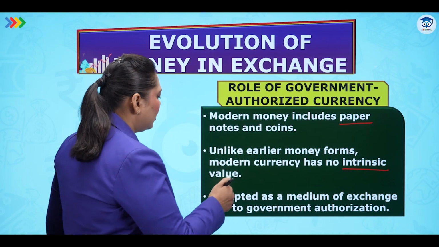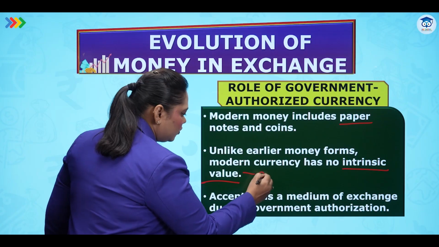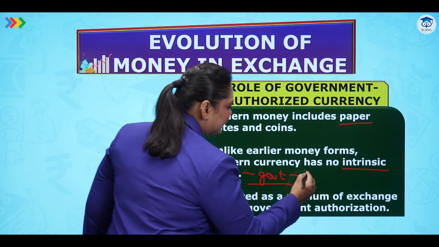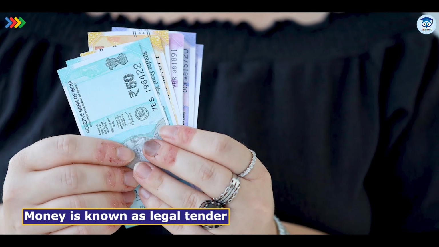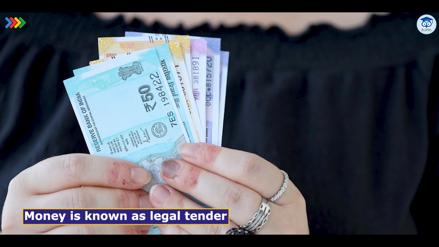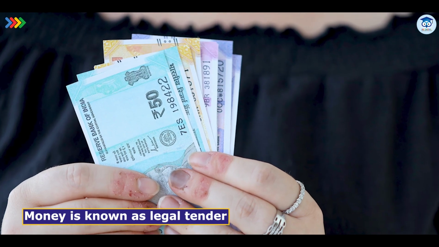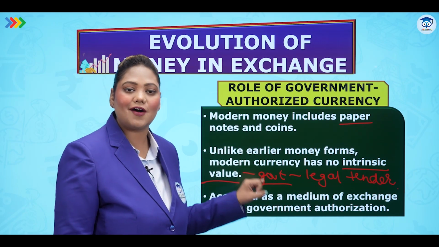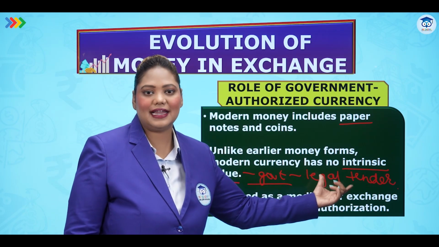The value comes from the government. That is why it is called legal tender. Money is also called legal tender. Unlike earlier money forms, modern currency has no intrinsic value. The value to the money today is given by the government by making it legal tender.